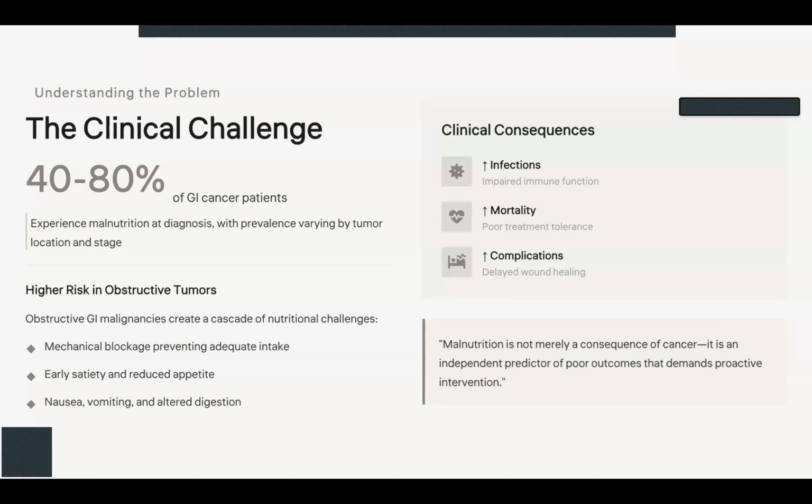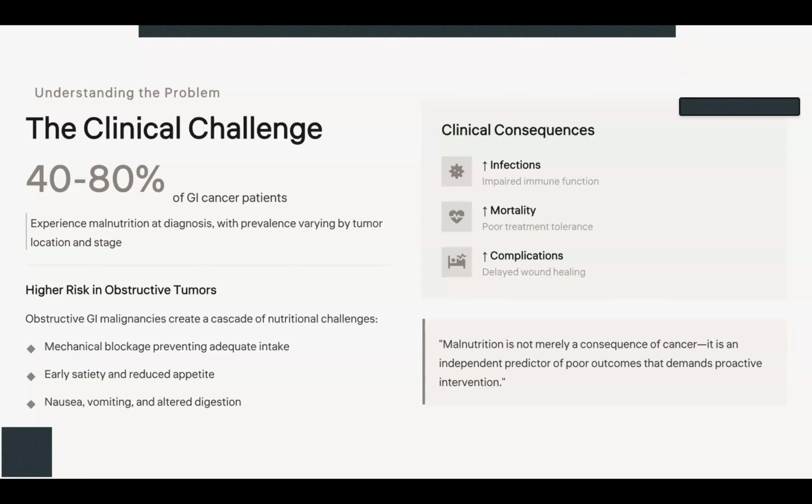The problem becomes even more severe in obstructive tumors, where a mechanical blockage prevents adequate oral intake. Patients frequently experience early satiety, persistent nausea, and vomiting, which all significantly reduce their ability to maintain adequate nutrition. Over time, this can lead to progressive decline in nutritional status.